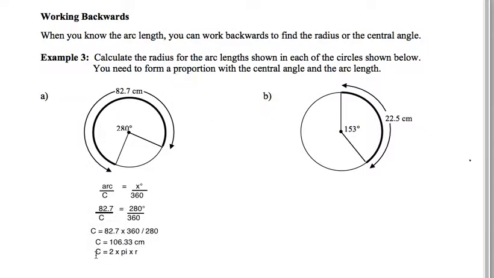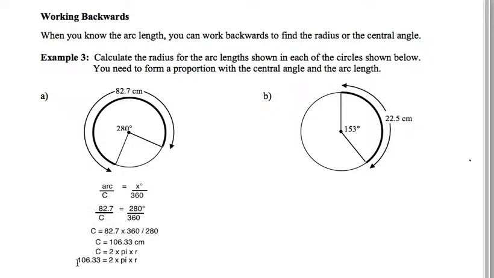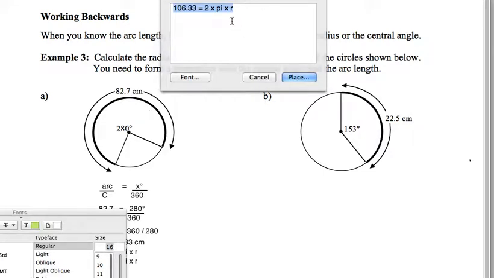So since circumference equals 2 times pi times the radius, and I know that the circumference is 106.33, if I set it up like this, I've got only numbers here. 106.33 is a number, 2 is a number, and pi, remember, is a number, it's not a variable. So I've just got to solve for r here. The way I can do that is if I divide both sides by 2 to start.